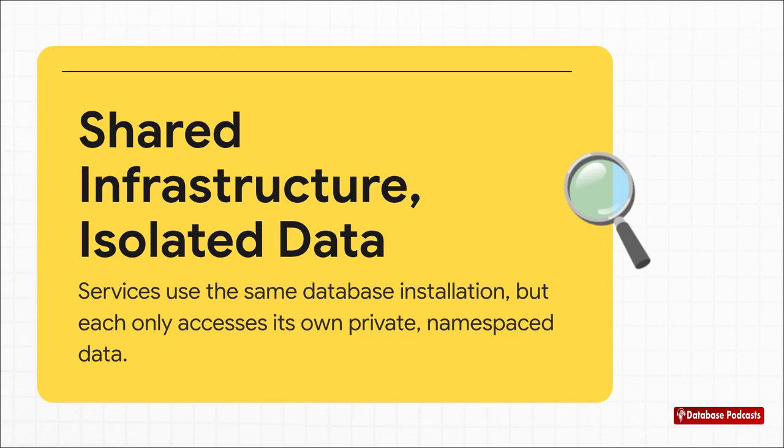The answer is this really simple but super powerful idea: shared infrastructure, isolated data. So yeah, multiple services can absolutely use the same database installation, the same physical Cassandra cluster, for example, but, and this is the non-negotiable part, each service is only allowed to touch its own private namespace data, no peeking. It's exactly like having locked rooms in a hotel. Everyone shares the hallways and the lobby, but what's in your room is yours and yours alone.